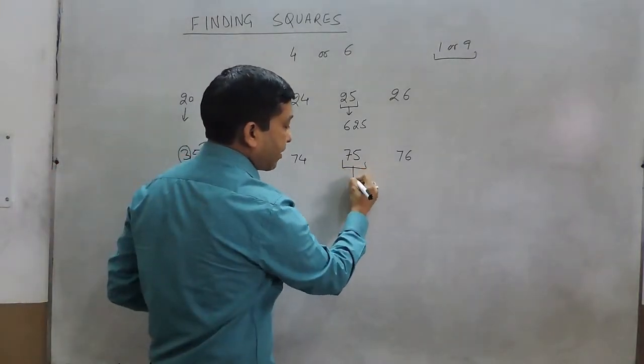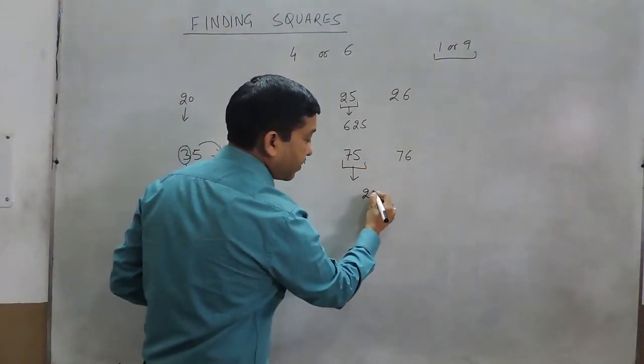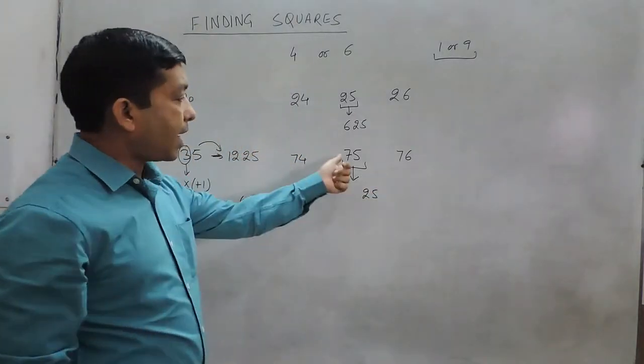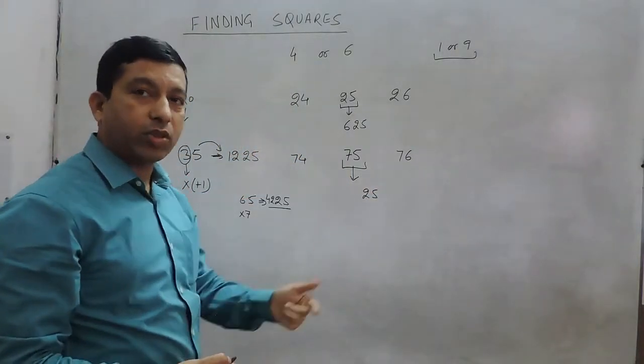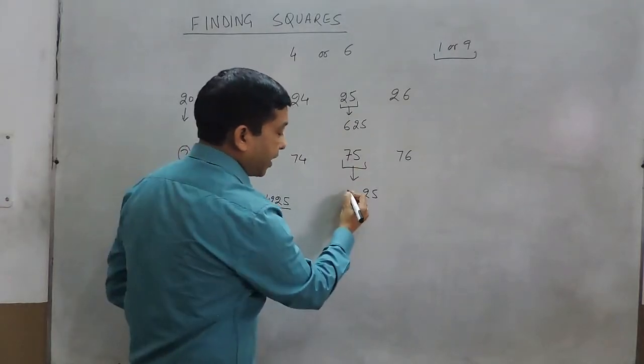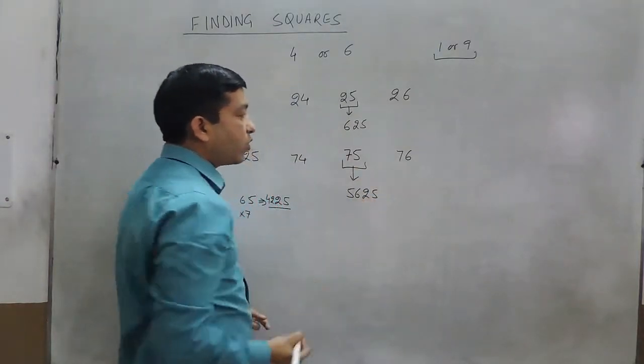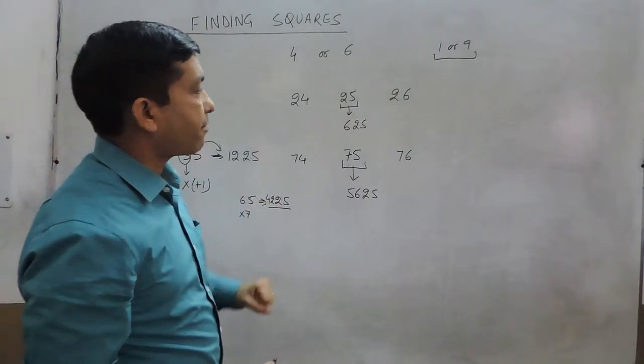Same way, the square of 75. 5 squared gives 25 in the last 2 digits, and 7 has to be multiplied by the next consecutive number, that is 8. So 7 into 8 is 56. So 5625 is the square of 75.